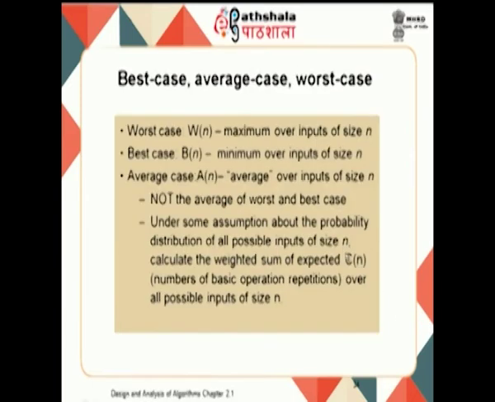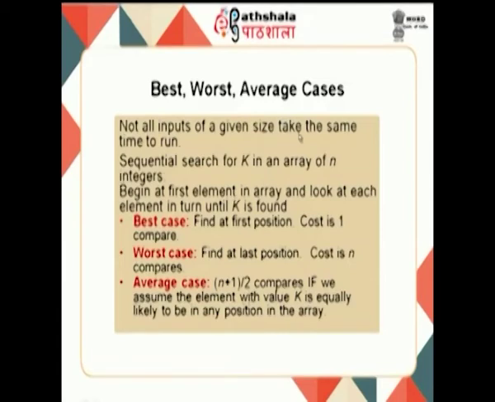Now you have what is called the best case, worst case, and average case: the minimum over the inputs, the maximum over the inputs, and the average. Normally, we try to find out the worst case. Not all inputs of a given size take the same time to run. So, you have best case, worst case, and average case, and they are not the same.